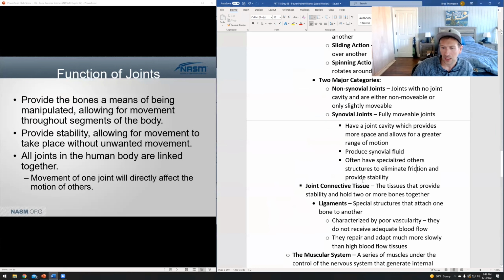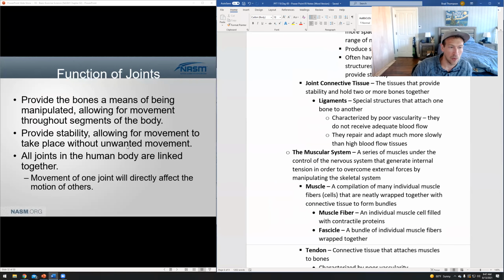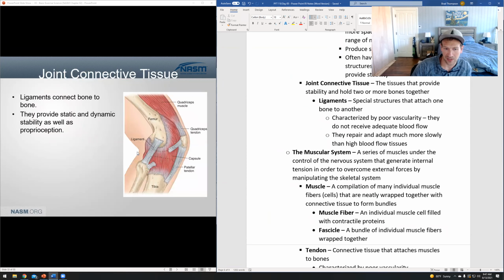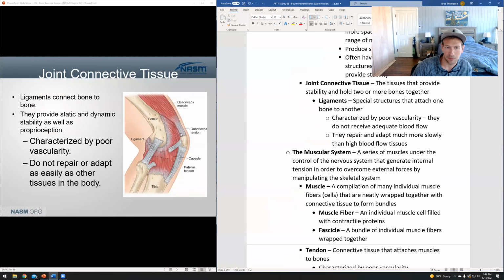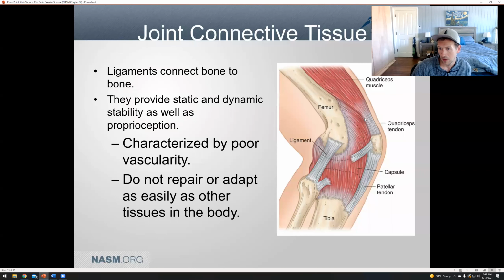Talking about our joint connective tissue, and here's a sort of a better picture. I have a love-hate relationship with this picture. This picture's in this PowerPoint twice. They look really similar, but you can see tendons and ligaments.